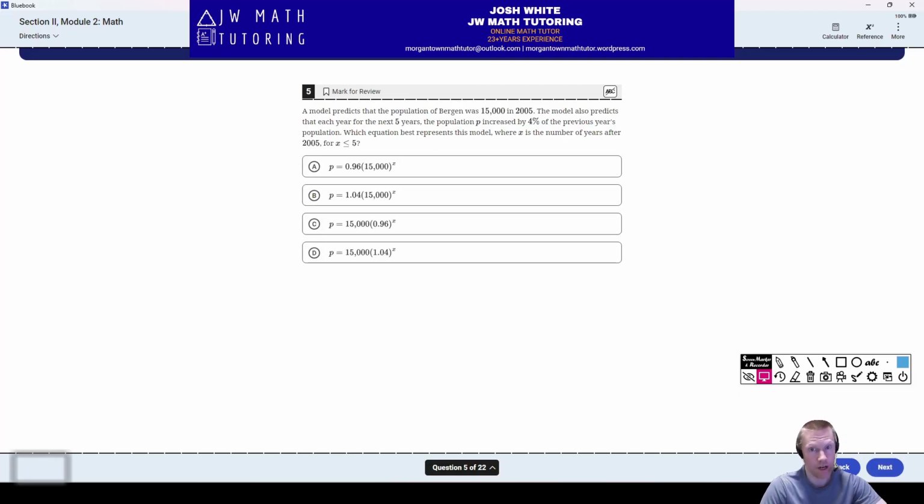All right, next up, number 5. Basically, we're finding the function or the equation for an exponential growth situation. So the starting population is 15,000. So right off the bat, I can eliminate A and B, because 15,000 is going to have to be out here in front of the base, which is raised to the exponent. So now it's increasing by 4% per year. So essentially that means you're taking your current population, multiplying it by 0.04, adding it to that current population, and then that's your new answer.